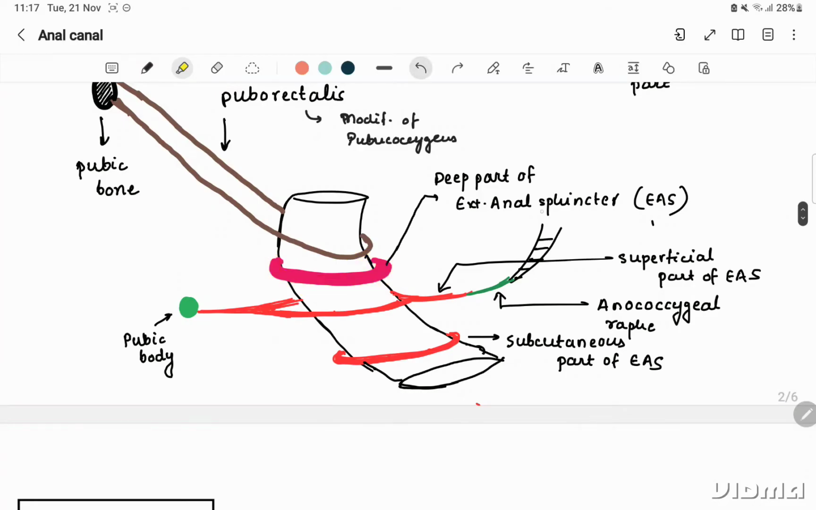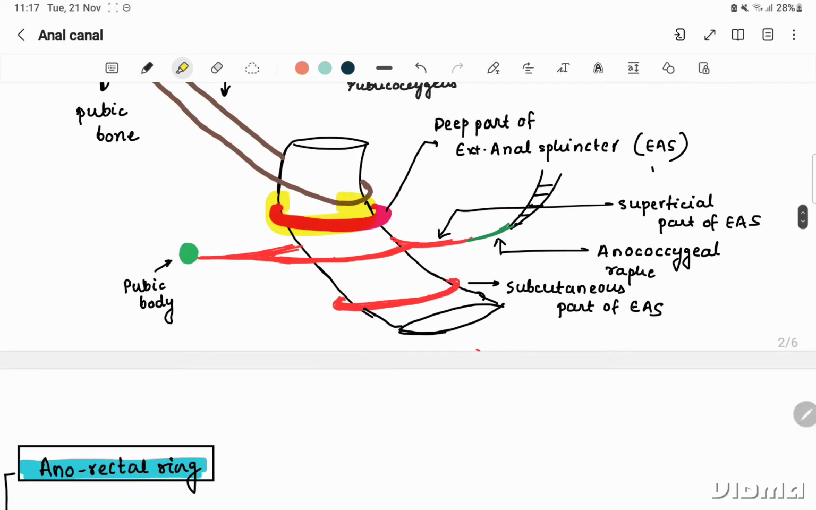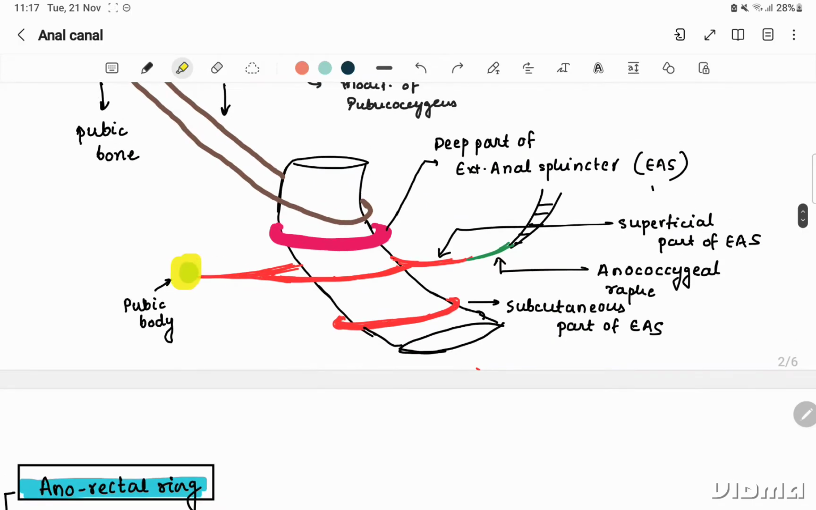And what are the things we are observing here? We have the deep part of the external anal sphincter, just below the pubococcygeus, the puborectalis muscle. Then from the pubic body, we have this type of arrangement, which is called the superficial part of your external anal sphincter. And this superficial part is attached to the tip of the coccyx by a raphe, which is called the anococcygeal raphe.